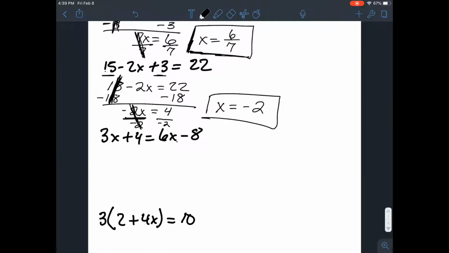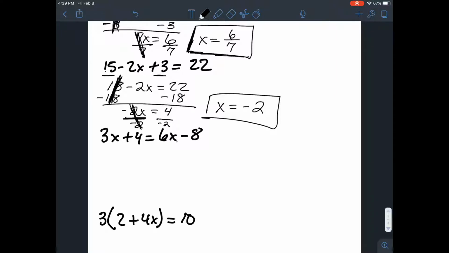Now, this next one, 3x plus 4 equals 6x minus 8. There are multiple ways of solving this equation, depending on how you move certain things. Whatever way you take is not wrong, as long as you work it right and do the correct algebra steps, you'll come up with the same answer in the end.